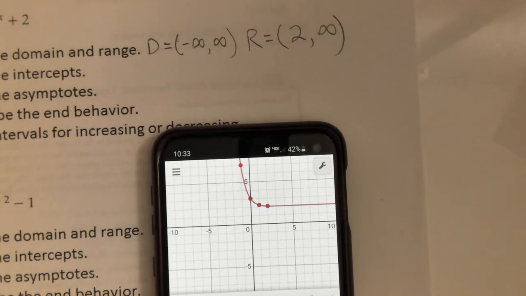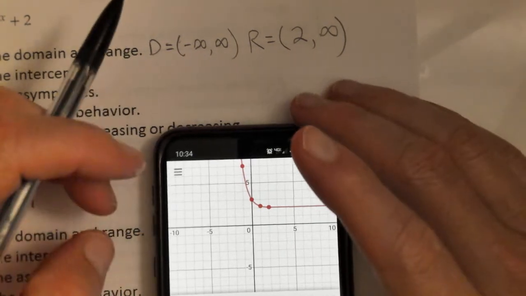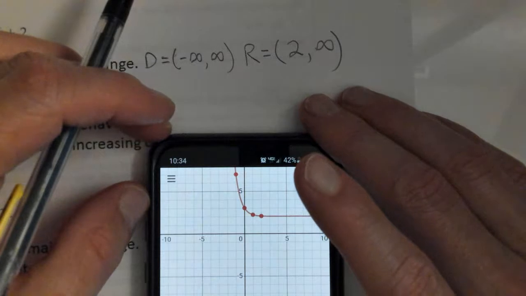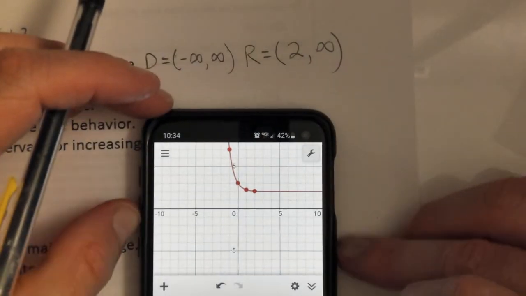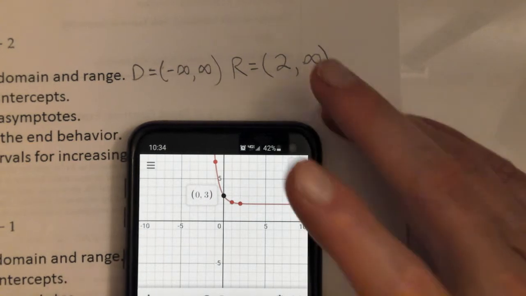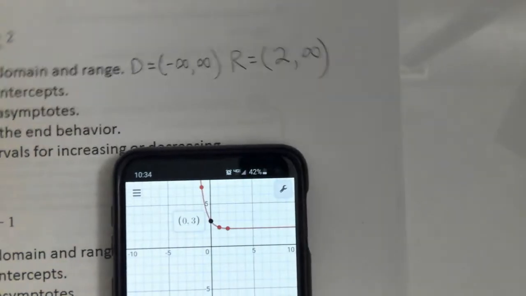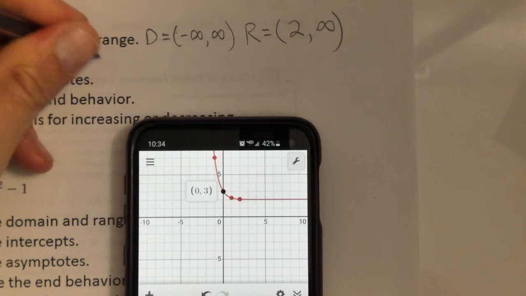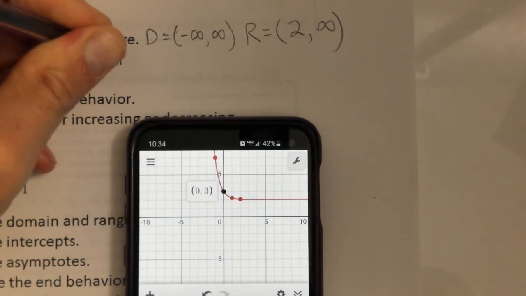That's domain and range. Finding the intercepts now. Once we have the graph, we can do that pretty quickly. We can see there is no x-intercept. However, there is a y-intercept right there at 3. And so if I were writing out both intercepts, I would say x-intercept.